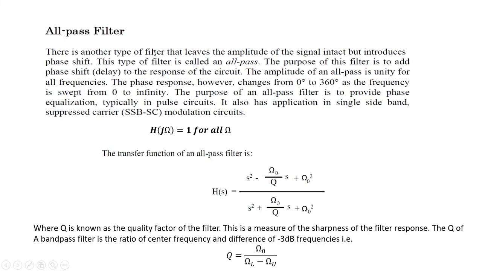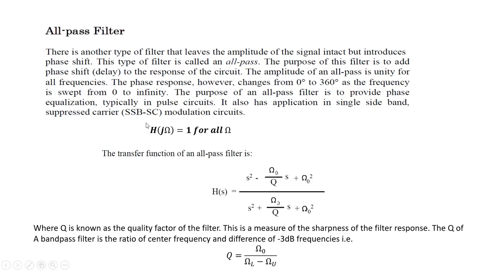Analog all-pass filter. There is another type of filter that leaves the amplitude of the signal intact, but introduces only phase shift. So this type of filter is called an all-pass filter. The purpose of this filter is to add phase shift to the response of the circuit. The amplitude of an all-pass filter is unity for all frequencies. That's what is explained in this equation, where H(j omega) is equal to 1 for all omega. For all the frequencies, the magnitude response will remain the same. Right. The phase response, however, changes from 0 to 360 degrees as the frequency is swept from 0 to infinity.